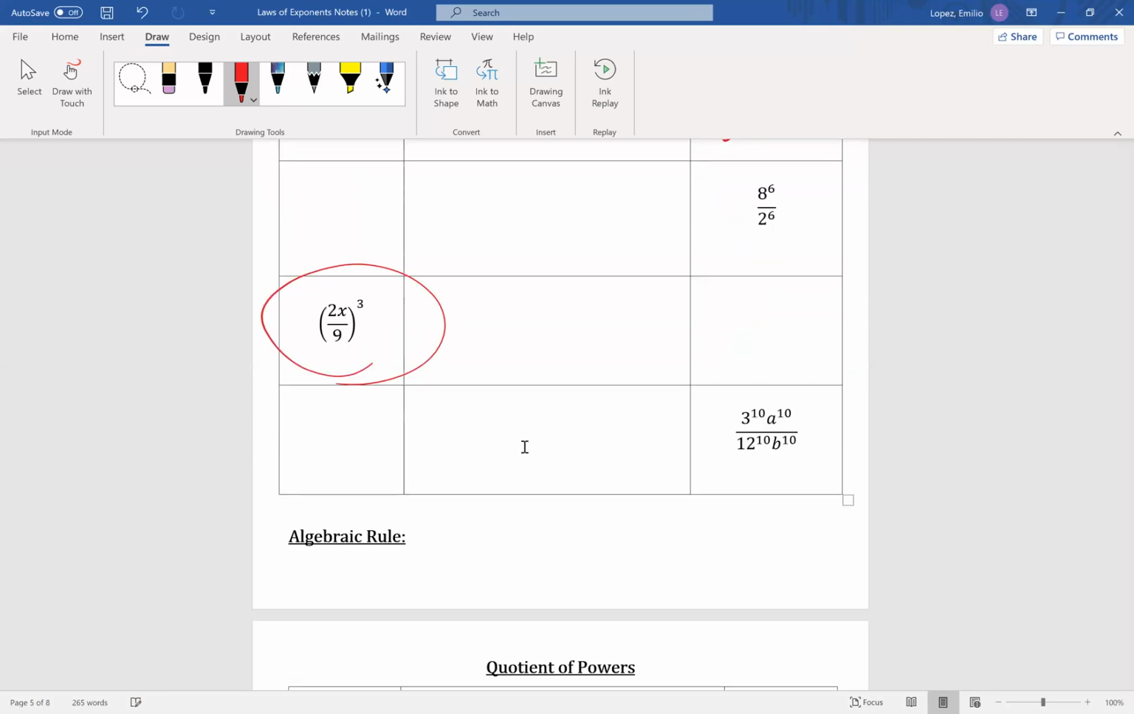Something more complicated like this, make sure there are 3 terms in here. The 2 goes to the 1st power, the x goes to the 1st power, and the y and the 9 goes to the 1st power. So all 3 of those get to the power of 3. So this would be 2 to the 3rd power, x to the 3rd power, and then 9 to the 3rd power. That doesn't look like a 3rd power, let me do that again. A 9 to the 3rd power.